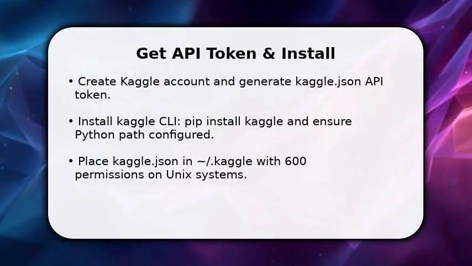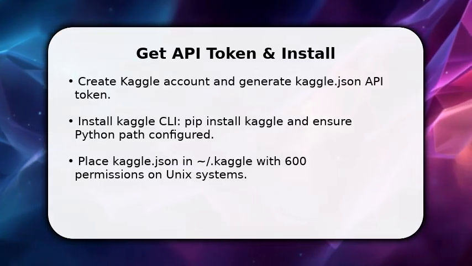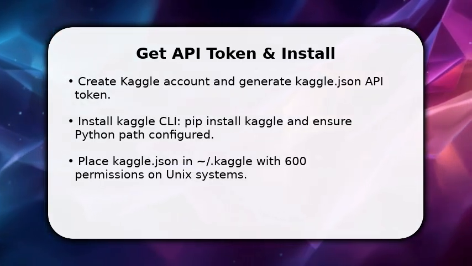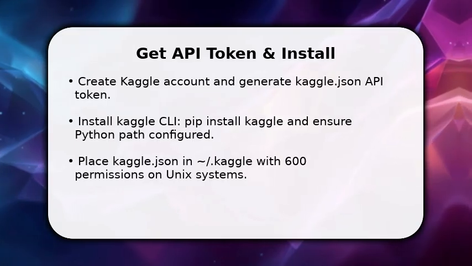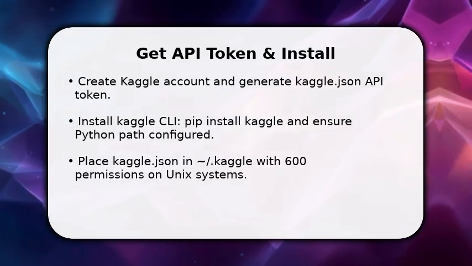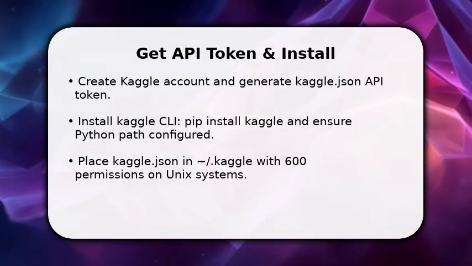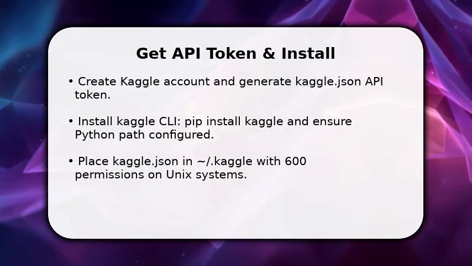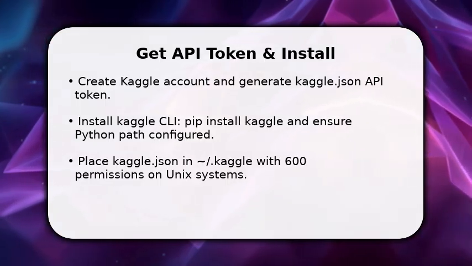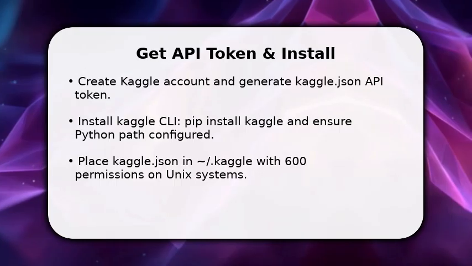You will start by getting your Kaggle API token and installing tools. First, download kaggle.json from your account, then pip install kaggle in the same environment your Jupyter uses. Once done, move kaggle.json into the ~/.kaggle folder and set permissions to 600 so the CLI can authenticate.